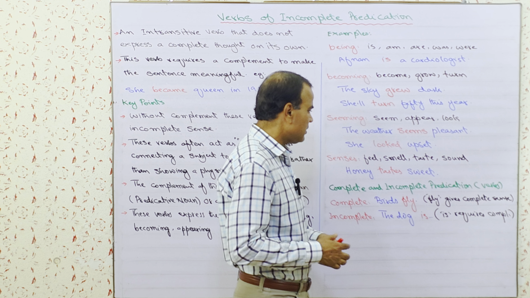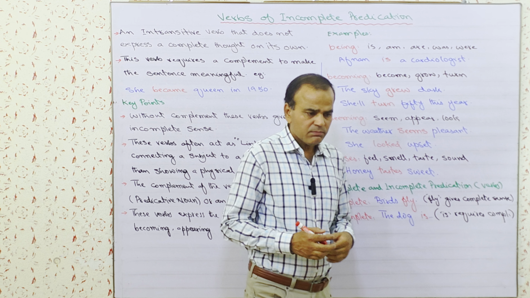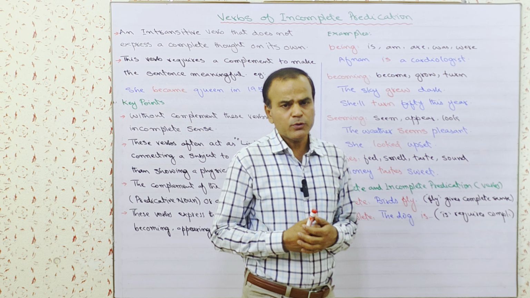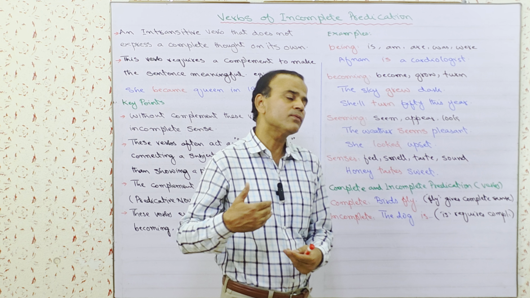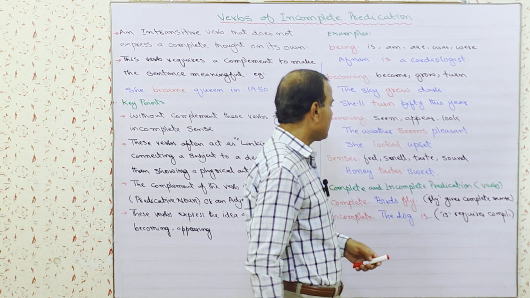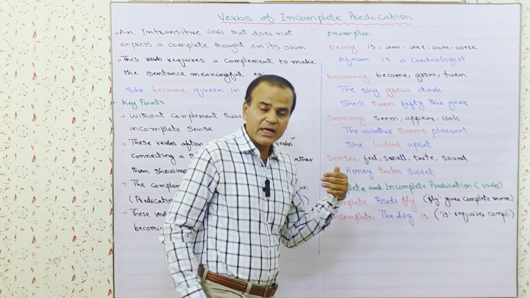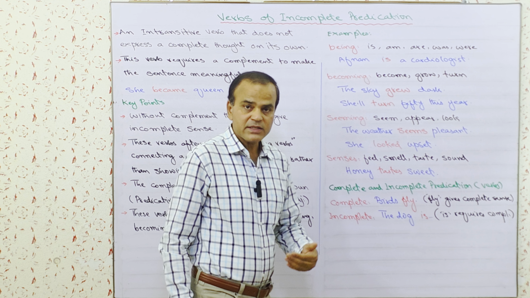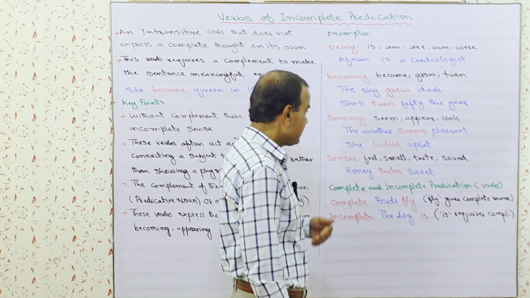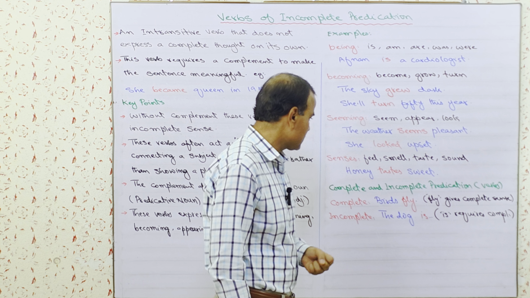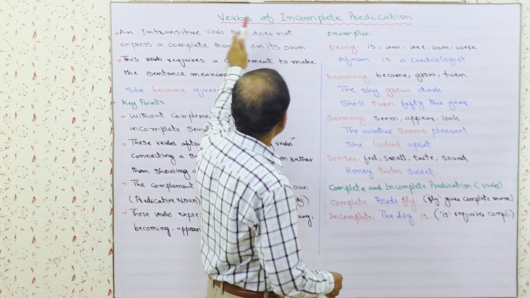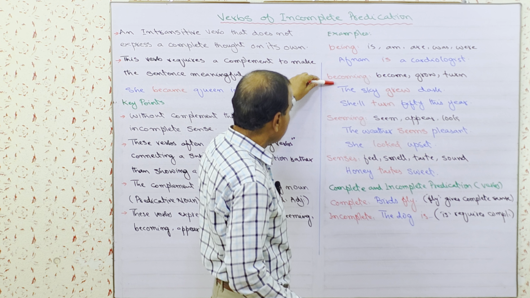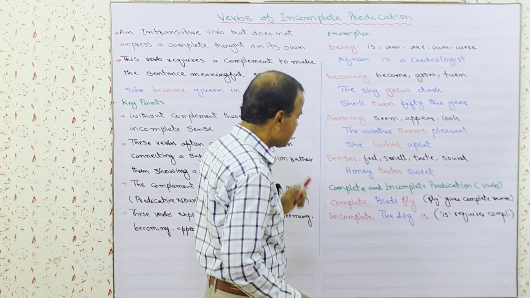Same as if I say the perfume smells good, here smells is used in the sense of a linking verb and verb of incomplete predication. The idea sounds wonderful. Here sounds means is. It means in that sense we have used it. So we have these four types of verbs of incomplete predication: being, becoming, seeming and senses.